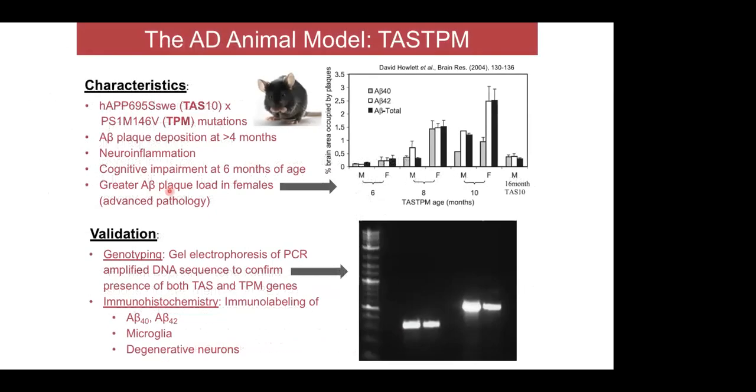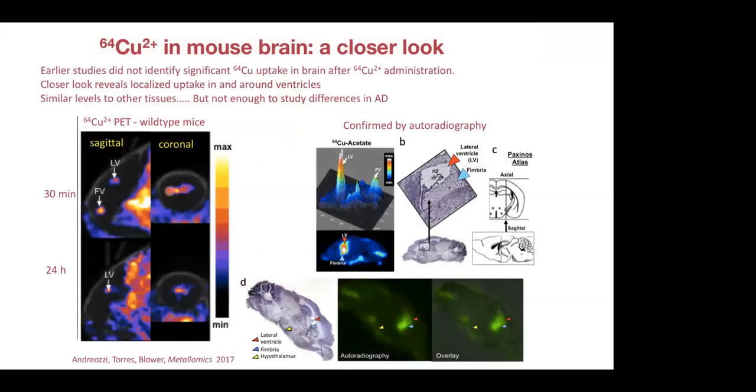We chose to use a different model. This is the TASTPM model developed by David Howlett at King's. This is a cross between two mutations, which results in amyloid plaque deposition over a period of months, and neuroinflammation and cognitive impairment. We used this model partly because of local availability and partly because it was different to the previous one. We began by looking at copper-64 chloride, and you may have noticed in the images that I showed earlier that there was no significant uptake visible on those scans in the brain, whether in the animals or in humans, after copper-64 chloride administration.